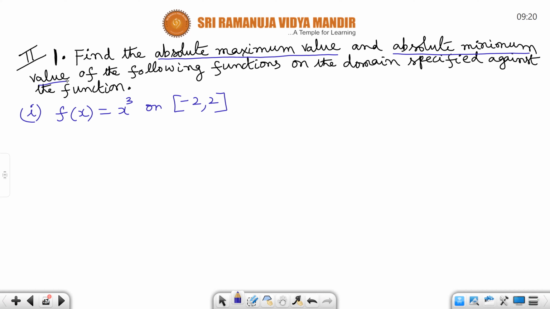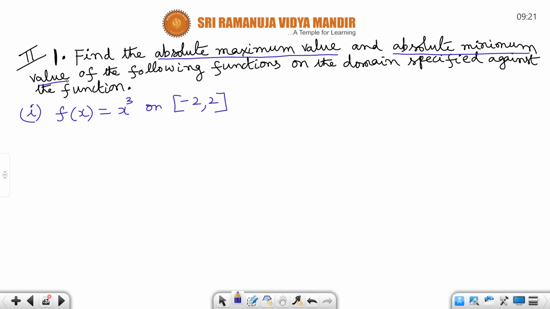The method is like this. All of you please listen carefully. First we'll find the local maximum value and local minimum value, if there are any in the given domain. Then we have to find the values of the function at the endpoints of the interval. As given, the domain is -2 to 2, so at -2 we find the value of the function, and at +2 also. So we have found the local maximum, local minimum values, and also f of -2 and f of 2.